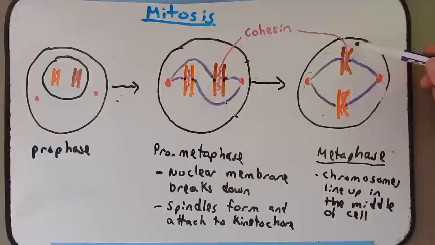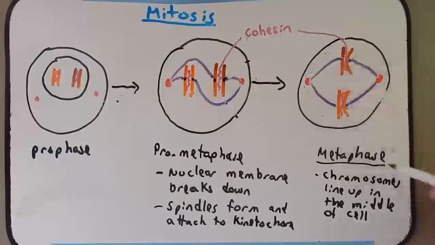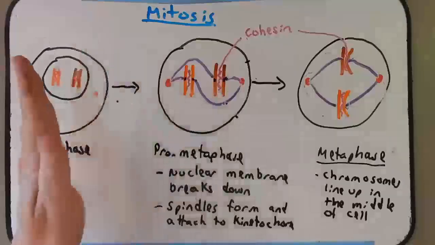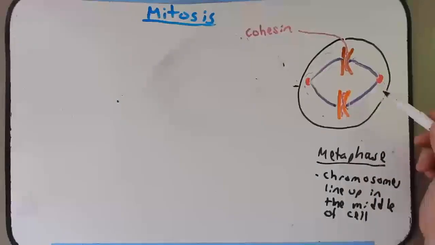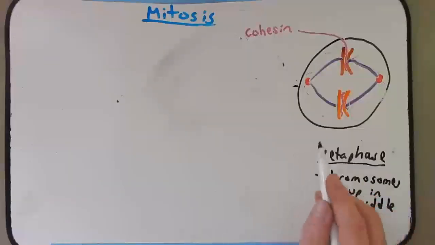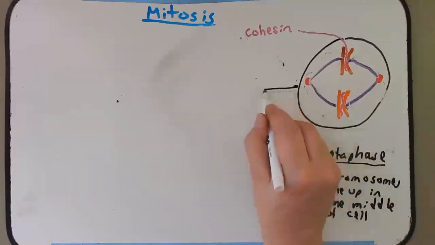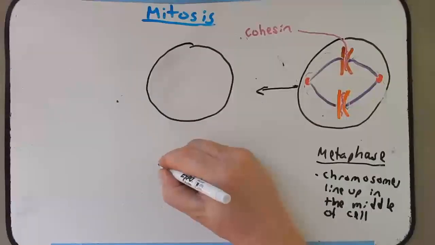But this is just a more simple way to look at this. So at the end of metaphase, these chromosomes are now nicely lined up in the middle. I'm going to erase this half of the board now, not so I don't have to redraw this. I'm just going to extend the process of mitosis and draw it going this way. So now we enter anaphase.